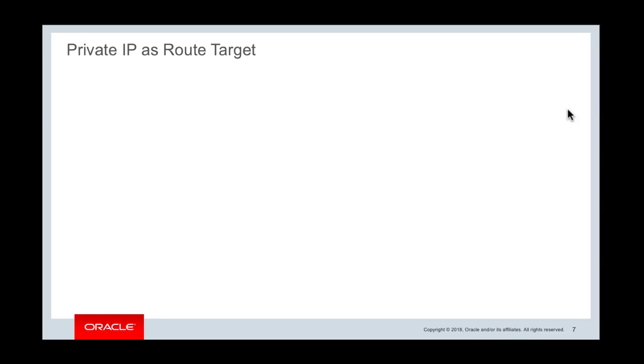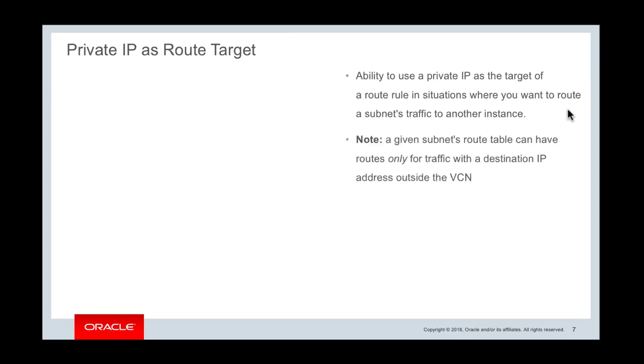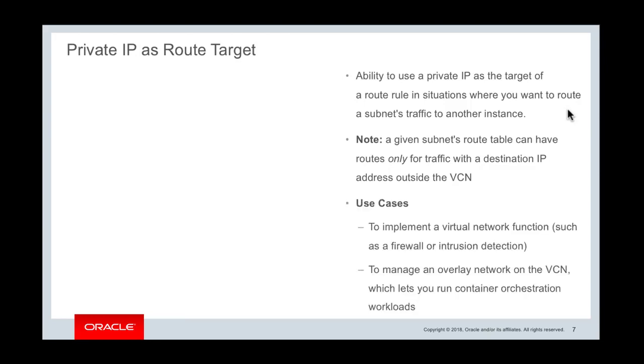In that case, you can use this feature, private IP as route target, which basically provides you an ability to set up a private IP within your instance as your target for all the destinations outside. So we have to note one thing, that using this feature, your destination IP address has to be something external to the VCN. So what are some of the top use cases?